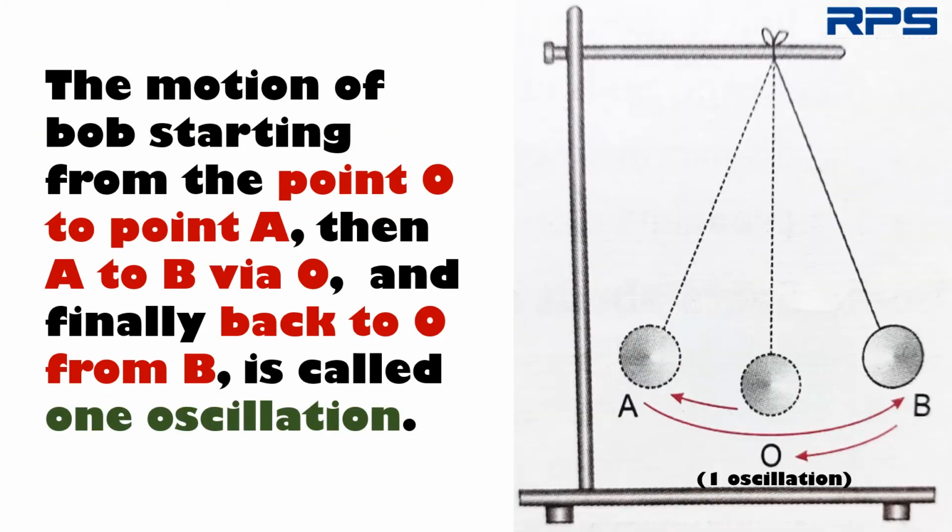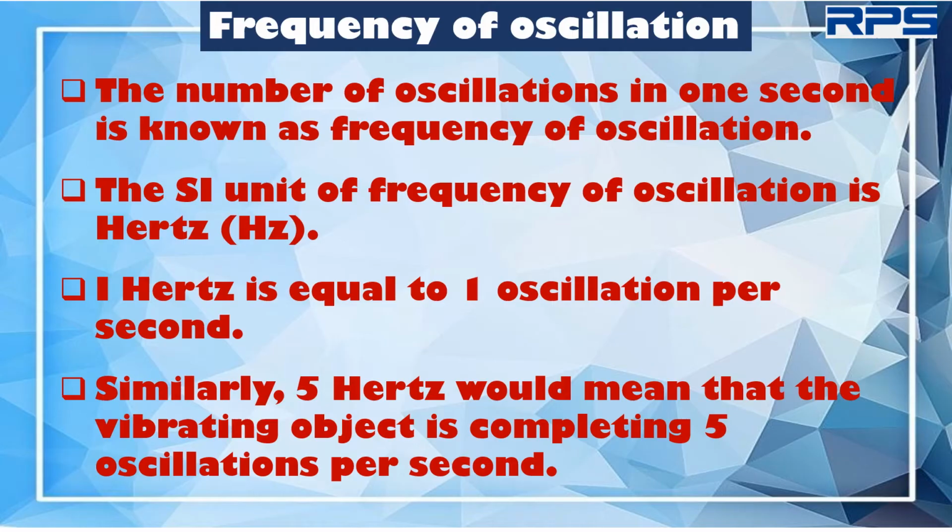The motion of the bob starting from point O to point A, then A to B via O, and finally back to O from B is called one oscillation. The number of oscillations in 1 second is known as the frequency of oscillation. The SI unit of frequency of oscillation is Hertz. 1 Hertz is equal to 1 oscillation per second. Similarly, 5 Hertz would mean that the vibrating object is completing 5 oscillations per second.